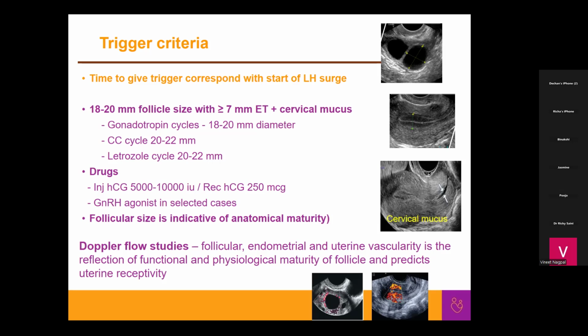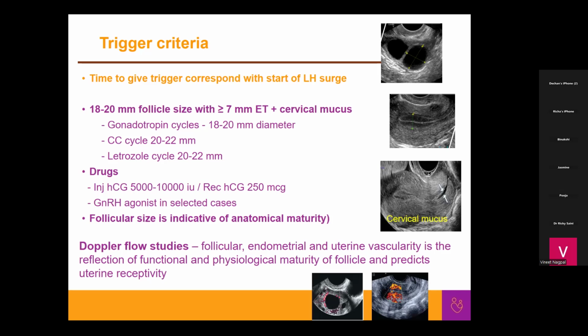But in the gonadotropin cycle, standard size is basically 18 to 20 millimeter, but not in every cycle the cutoff remains the same. Cutoff can be changed. Like in the gonadotropin cycle, 18 to 20 millimeter diameter is ideal. In the clomiphene cycle, we have to wait till the endometrium matures.